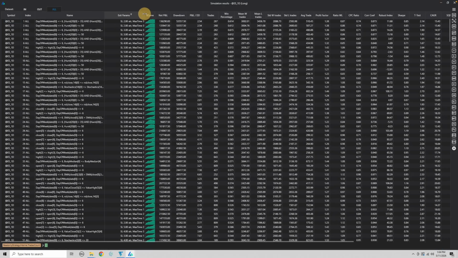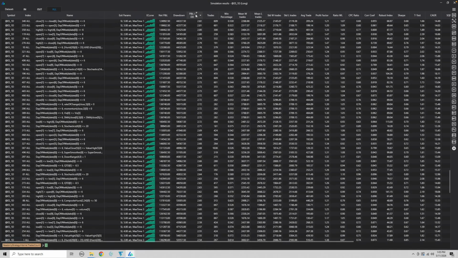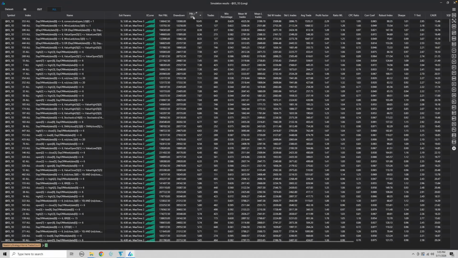Here we can see our exit parameters. Before we do that, let's organize this by net profit versus drawdown. There we go. So we can see our exit parameters. We have a 5 ATR, a 5, a 3, max time of 3, 2, and 1. So we can see it's testing all the various ones.